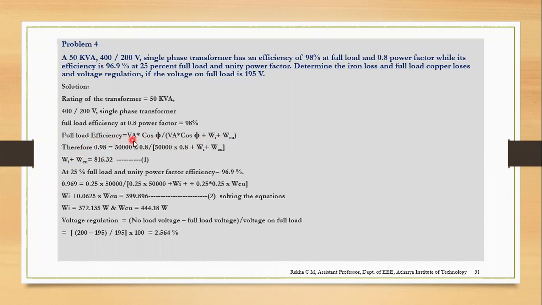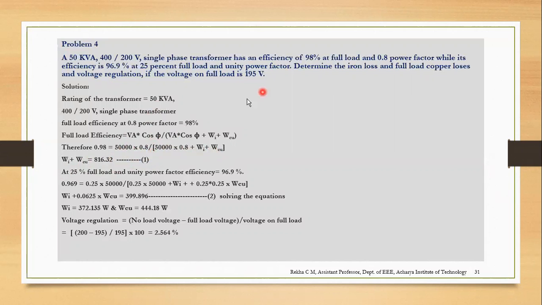So now substituting these values, we get 0.98, that is removing the percentage over here, equal to VA is 50 kVA, so 50 into 10 to the power of 3, that is 50000, into power factor cos phi is 0.8, divided by, again write down the same thing, plus iron loss plus copper loss. So we get equation 1 by simplifying the above values.